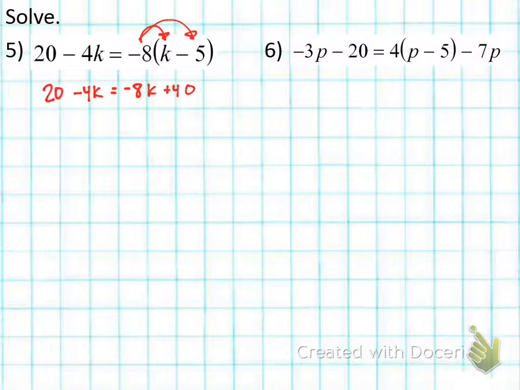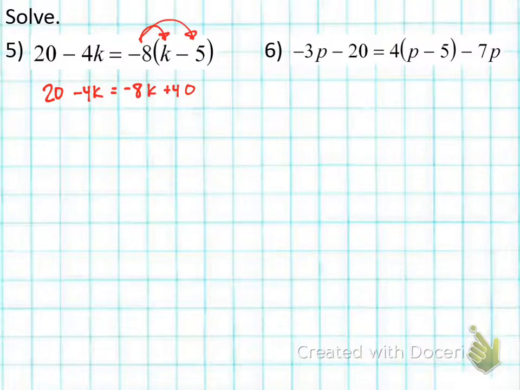We have 20 minus 4k is equal to negative 8k plus 4, or plus 40, I'm sorry. Okay, are all my k's together? No, we have negative 4k here, and we have negative 8k here. So they're on opposite sides. I usually like putting my variables on the left-hand side, so I like moving this negative 8k to the left.